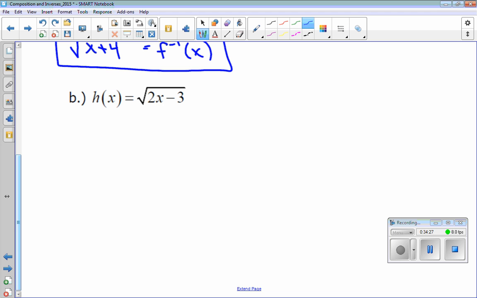Let's practice. h of x means what? You already told me. Let's replace it. Once I've gone ahead and replaced f of x with y, if I'm trying to find the inverse, which is what I've asked you to do here, what do I do next? So tell me what I would write.